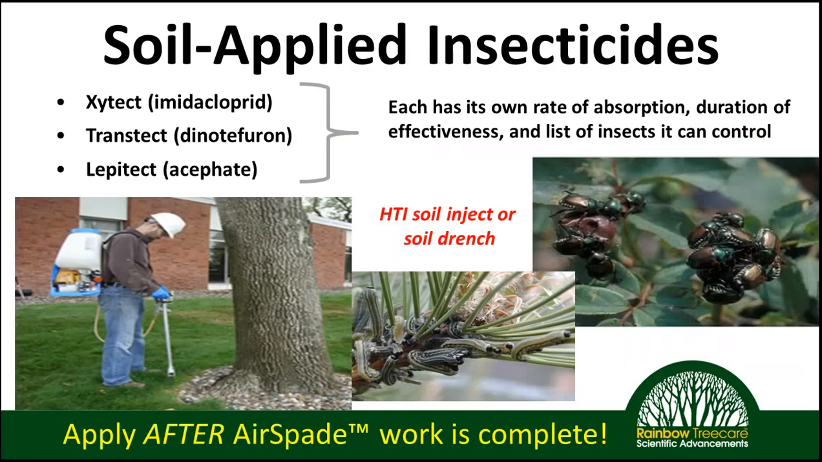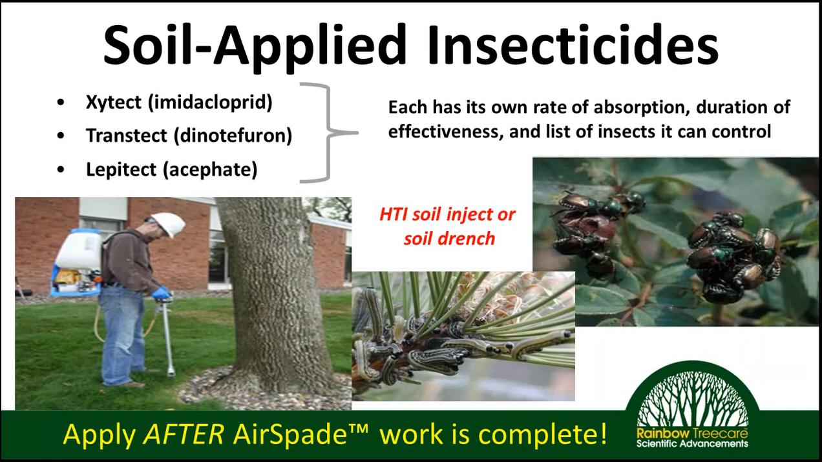There are other opportunities too, as long as you're working in that root flare area, and it is a stressed tree. You can step in to build the defenses of the tree, at least temporarily, with soil-applied insecticides like your Zytect, Transtect, or Lepitect. These can be HTI soil-injected or soil-drenched. In the case of Lepitect, it's just an HTI application on the label. But Transtect and Zytect can both be just soil-drenched. That would be very easy to do after you do an air spade type of soil loosening. Do a soil application of Zytect or Transtect if you need it, and then put the mulch on after that.